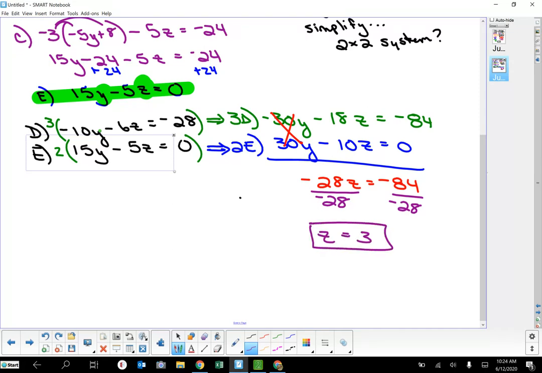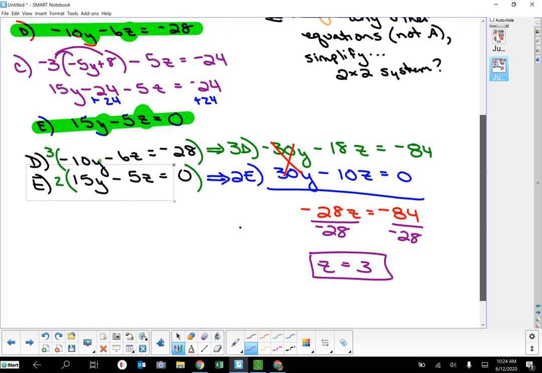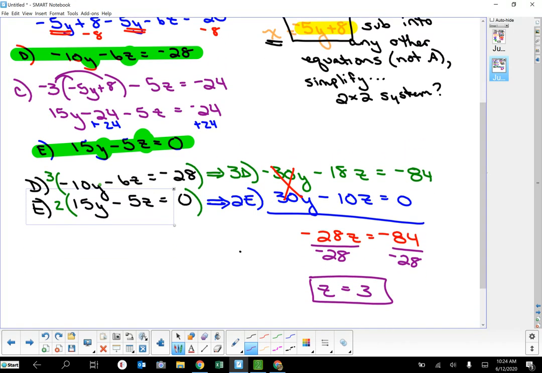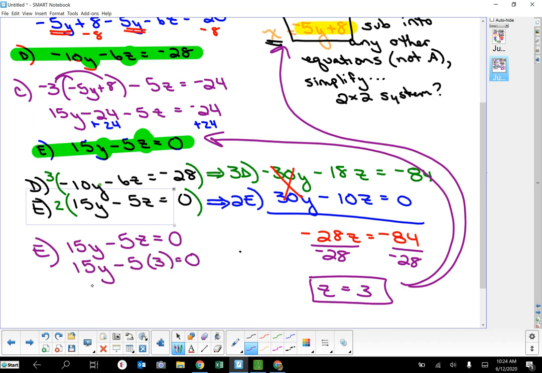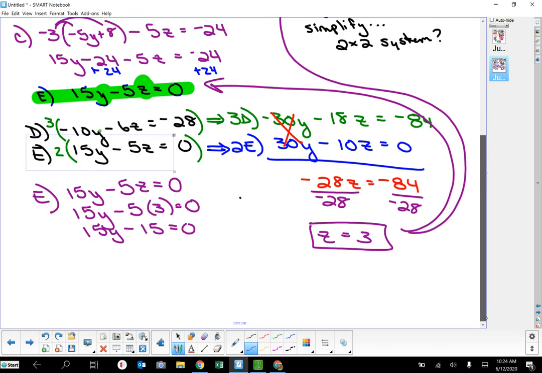Okay? Now, what can we do with that z? Well, we can't plug it in back up here yet, right? There is no z in that equation, so that doesn't help me out. But I can plug it into either D or E and get an answer. So I'm going to go into E. All right, so here's equation E: 15y minus 5z equals 0. I'm going to let z be 3. So 15y minus 5 times 3.